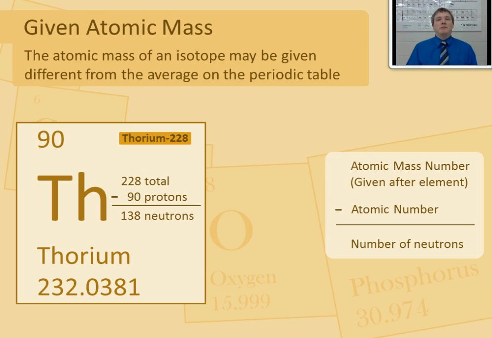So to recap, to find the number of neutrons of any element on the periodic table, you take the atomic mass number and subtract the number of protons. The atomic mass number may be given in one of two ways. You may have to round off the average atomic mass on the periodic table, or maybe you're just given the atomic mass number. Either way, you can use the atomic mass number, subtract the number of protons from the atomic number, and that gives you the number of neutrons.